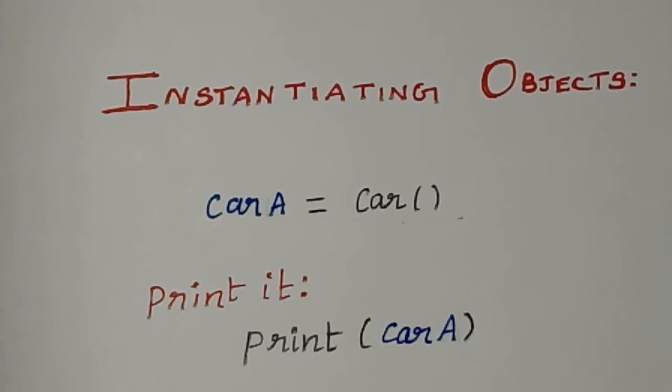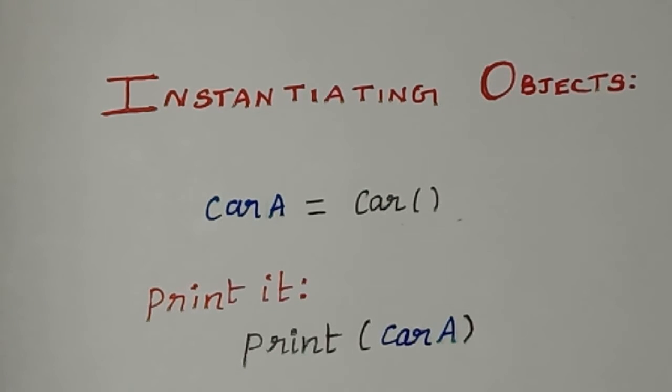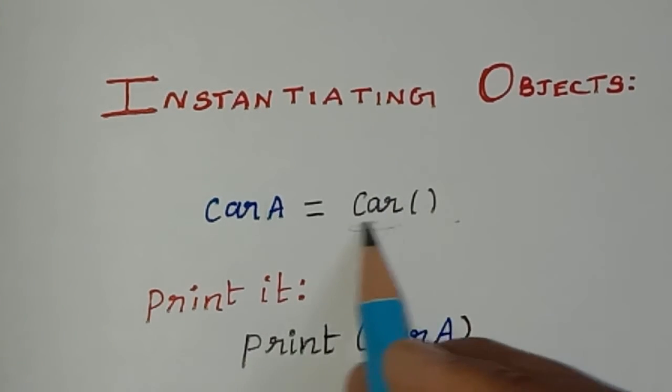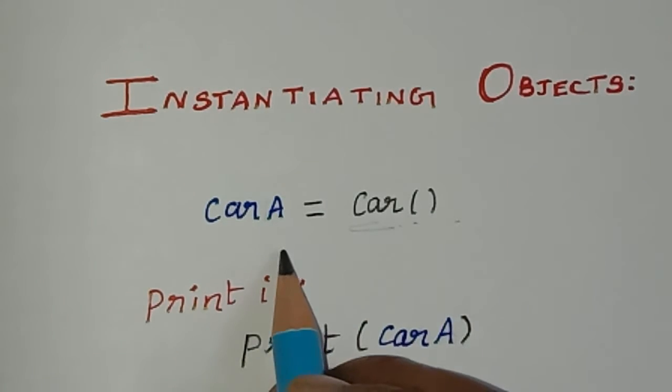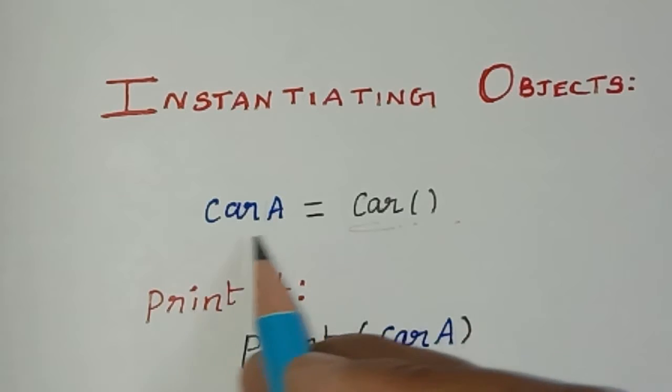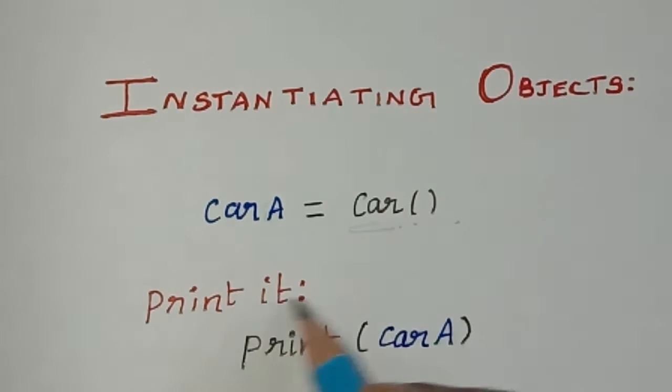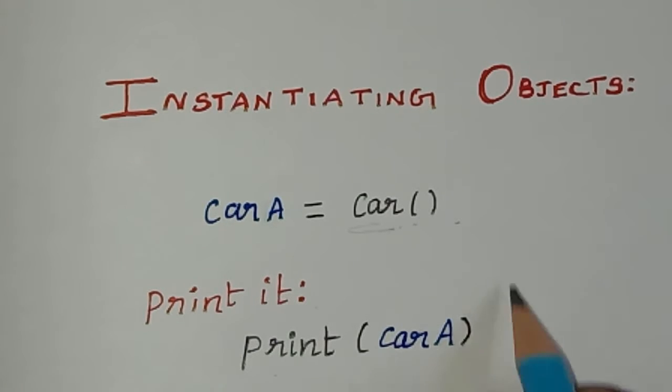Let's continue with OOP concepts. So first, let's see how to instantiate objects. To instantiate an object, type the class name. See, the class name is Car, followed by 2 brackets. You can assign this to a variable to keep track of the object. Then you have to print it. For that, you have to type like this: print(car_a).